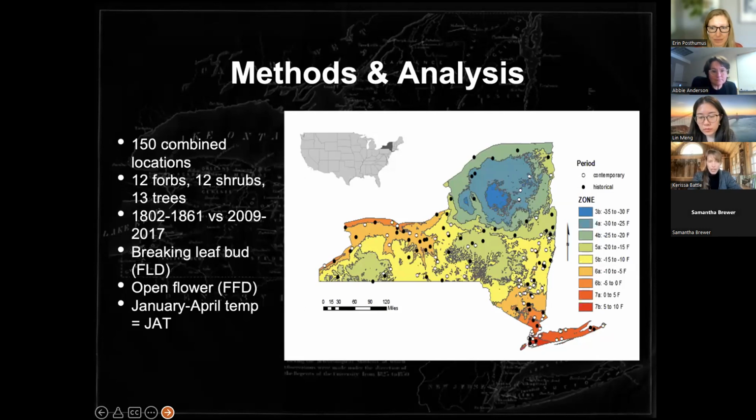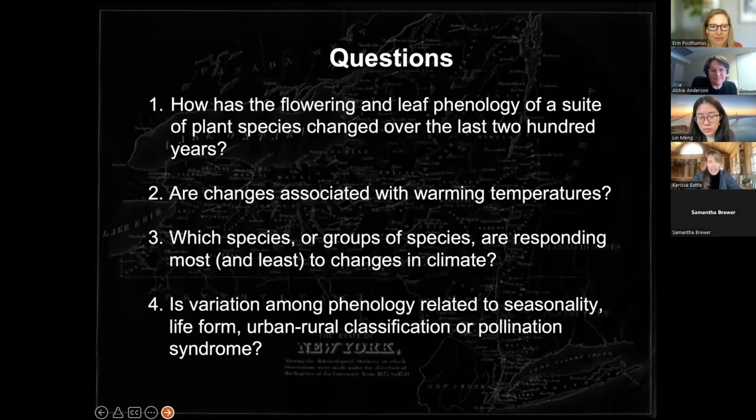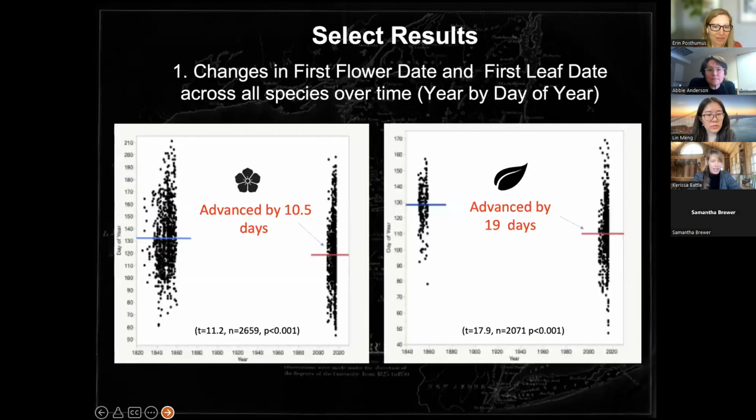And so we used January to April temperatures, and we asked these four questions. Basically, how has the flowering and leaf phenology of these plant species changed over the last 200 years? Are the changes associated with warming temperatures? Which species or groups of species are responding most and least to changes in climate? And then is variation among phenology related to seasonality, whether early spring or late spring, life form, trees, forbs and shrubs, urban or rural areas, and pollination syndrome, which was only for trees, wind pollinated and insect pollinated trees.